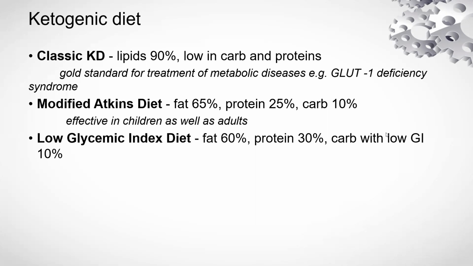However, there are two modifications of the classic ketogenic diet: one is the modified Atkins diet with 65% fats, 25% proteins, and 10% carbohydrates, and the other is a low glycemic index diet with 60% fat, 30% protein, and 10% carbohydrates with low glycemic index. They are more palatable and patients usually are more compliant with these diets, and they are being used successfully in both adults and children for refractory epilepsy.